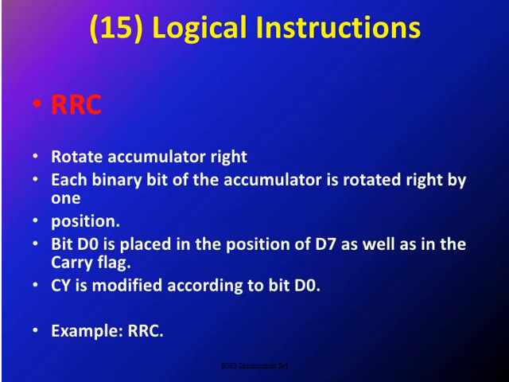Next, RRC. RRC stands for rotate the accumulator right. Each binary bit of the accumulator is rotated right by one position. Bit D0 is placed in the position of D7 as well as the carry flag. Carry is modified according to bit D0. Let us see an example for RRC.